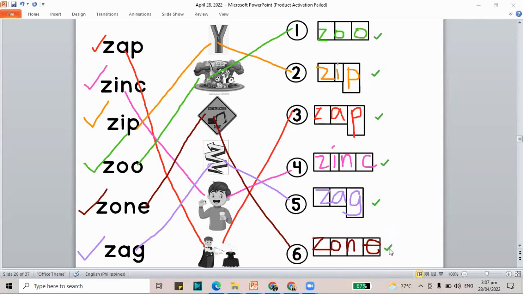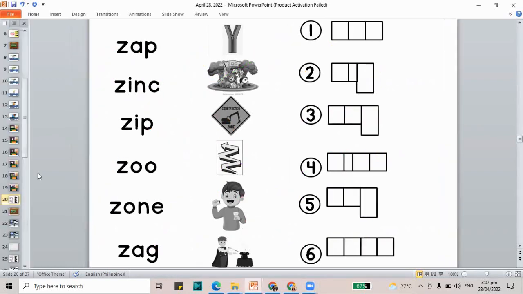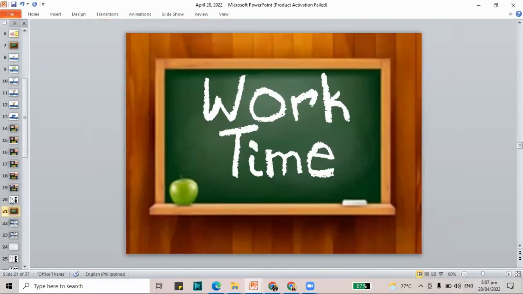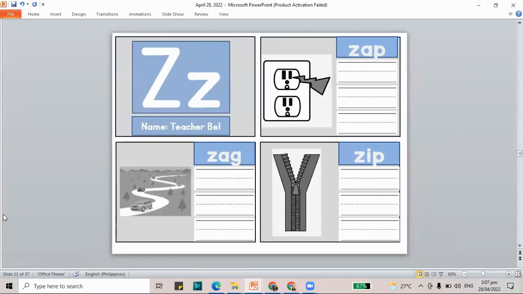How about let's jump to another part of our work? Later on, you'll also match these words and write them in the correct box. Let's check for the next part of our class. It's time for work time. And the first work that you're going to do is to trace your letter Z, trace your name, and you have to build your puzzle for your Z words.